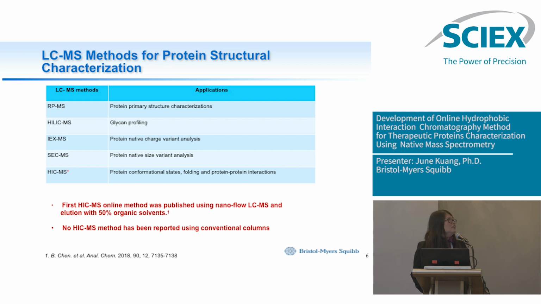However, due to the nature of the HIC method, we have to use a high salt concentration in the mobile phase, which is incompatible with MS detection. The first online HIC-MS method was published from the University of Wisconsin in 2018, by Ying Ge's lab, who proved the concept that HIC-MS actually works. However, there is a limitation to this method. The study was using a custom capillary column, and elution with high percent organic solvents. So no HIC-MS method has been reported yet under the conventional approach.